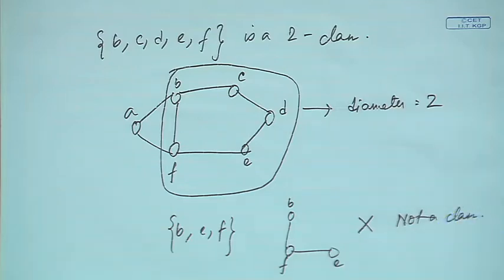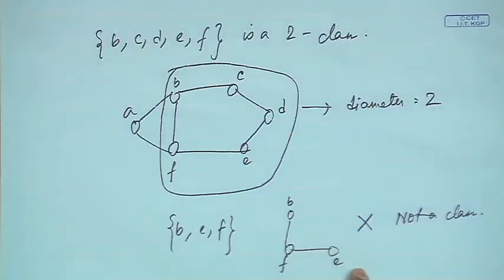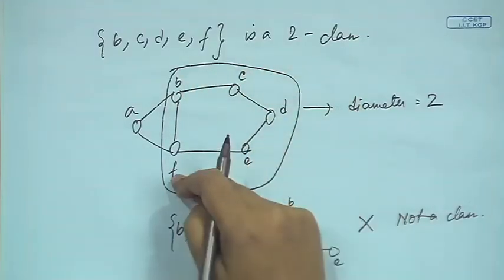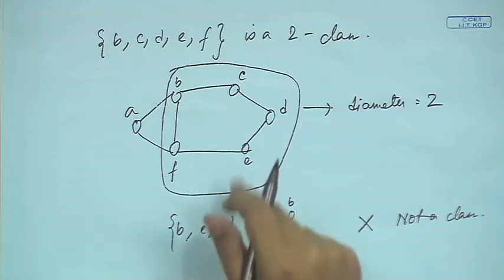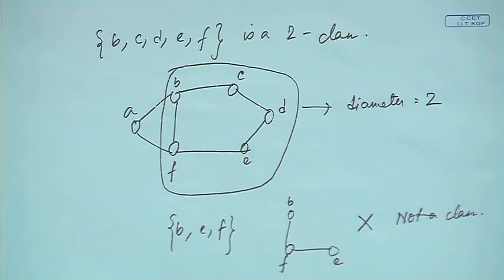Why? Because remember, a 2-clan has to be, in the first place, a 2-clique, and for being a 2-clique, the set has to be the maximal set, so that you do not have the possibility of including anything else and still keeping the set maximal. So, here if you take B, E, F, then you have possibilities of including other nodes and still keeping it a 2-clan. So, B, E, F is not a maximal set. In fact, the set B, C, D, E, F is the maximal set. That is why B, C, D, E, F is a 2-clan, whereas B, E, F is not a 2-clan.